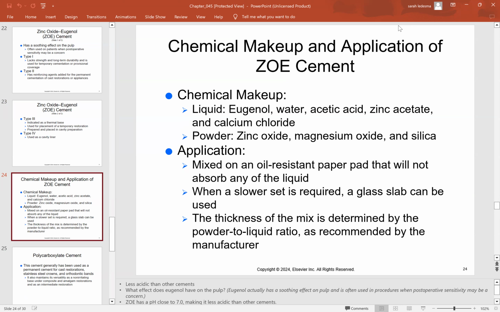We're going to mix on an oil-resistant paper pad that won't absorb any of that liquid. When a slower set is required, we can use a glass slab to help slow that time down. The thickness of the mix is going to be determined by the powder to liquid ratio, and we'll just follow the manufacturer's instructions.